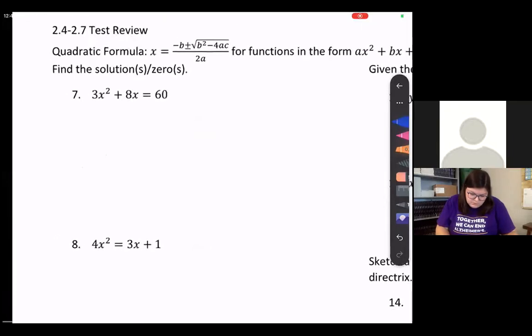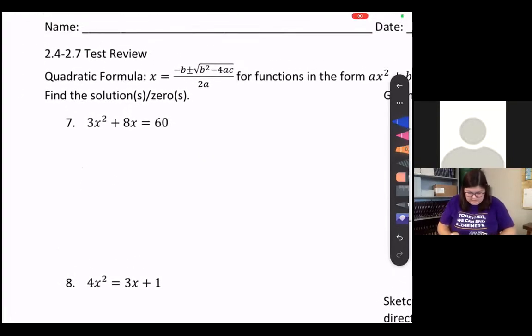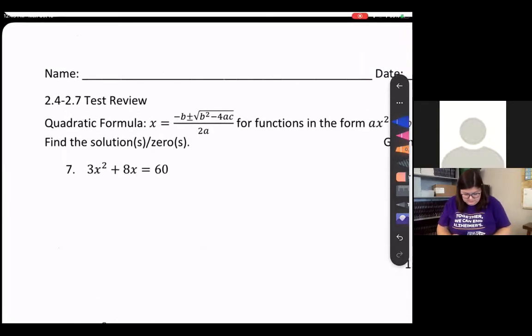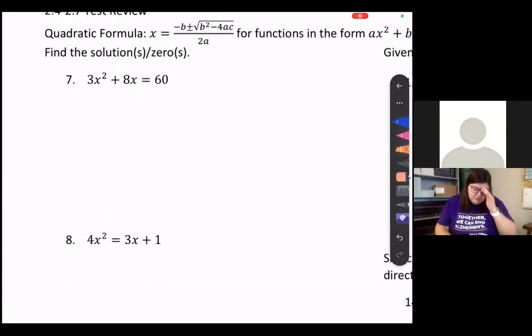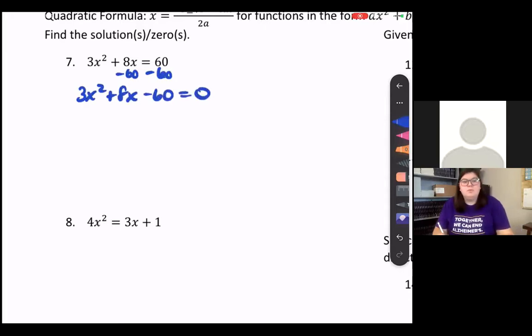Okay, so for questions 7 and 8, you are using the quadratic formula, but you need to get it equal to 0 first. So I'm going to subtract 60 from both sides. So I've got 3x squared plus 8x minus 60 equals 0. Okay, now from here, it needs to be equal to 0 so that we can use the quadratic formula where a is 3, b is 8, and c is negative 60.